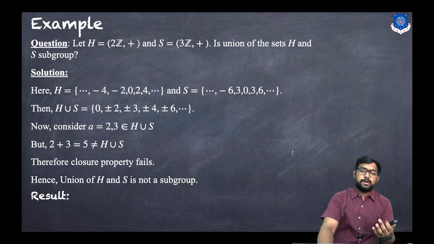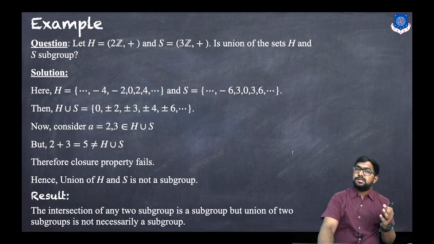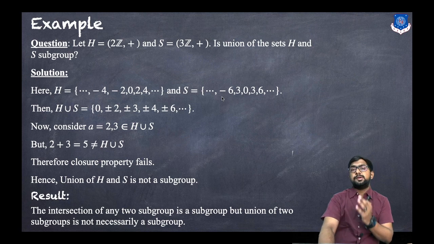Now the important result based on this example: the intersection of any two subgroups is a subgroup. But the union of two subgroups is not necessarily a subgroup, and the counterexample is this, right? If we take two sets which are subgroups, and we take their intersection, then it will also become a subgroup. But for union it is not necessarily true, right?